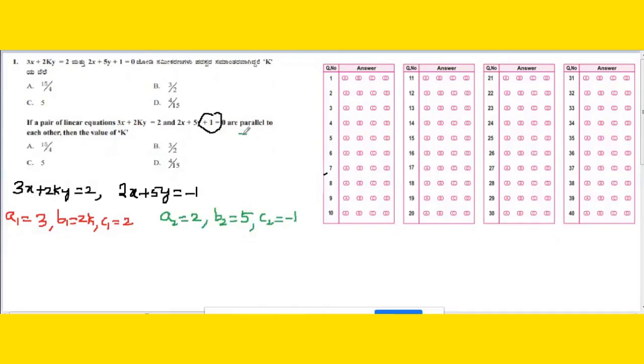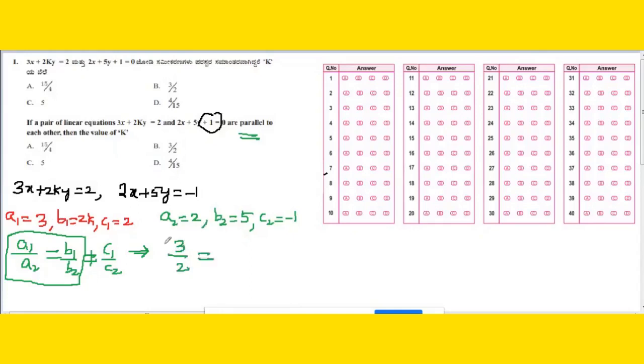We have to know the parallel line condition. The parallel condition is a1 by a2 is equal to b1 by b2 but not equal to c1 by c2. We will take the first two ratios and replace their values. So a1 by a2 will be 3 by 2, which is equal to b1 by b2, where b1 is 2k and b2 is 5. So 2k by 5, and we will do the simple cross multiplication. 3 fives are 15 is equal to 2k into 2, which is 4k. They are asking to find the value of k, which will be 15 by 4. The correct option here is A.